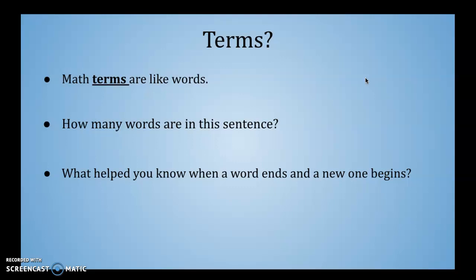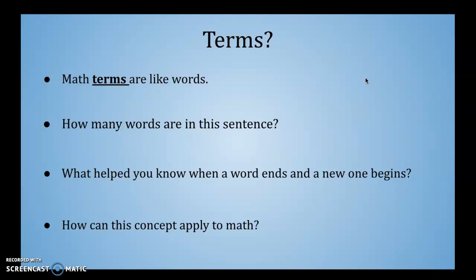That's the important thing: how do you individualize, and properly count, the amount of words or terms, if we want to call it that? You'd probably say because of spaces or punctuation, right? That's how we know. So we can take that same concept and apply it to math, except we don't just use spaces and we obviously don't use words.